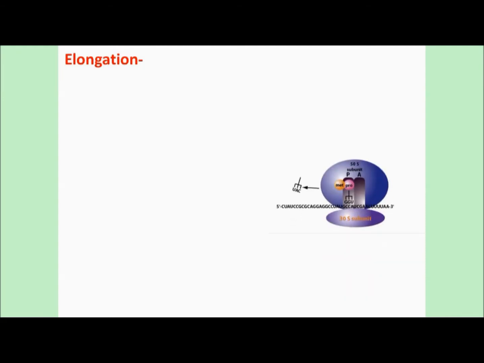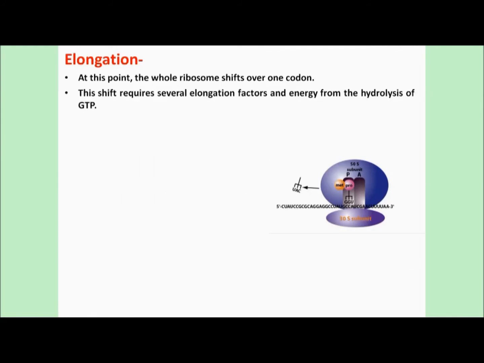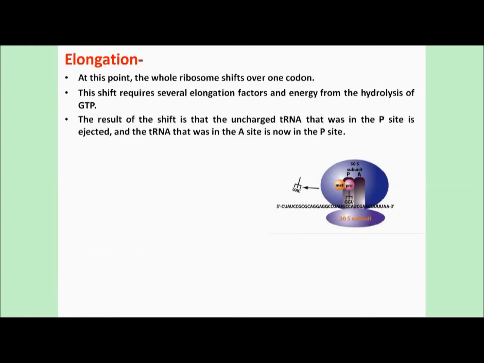Now elongation, how is it going to elongate? At this point the whole ribosome shifts over one codon. The shift requires elongation factors and energy from the hydrolysis of GTP. The result of the shift is that the uncharged tRNA that was in the P site is ejected, and the tRNA that was in the A site is now shifted to the P site.